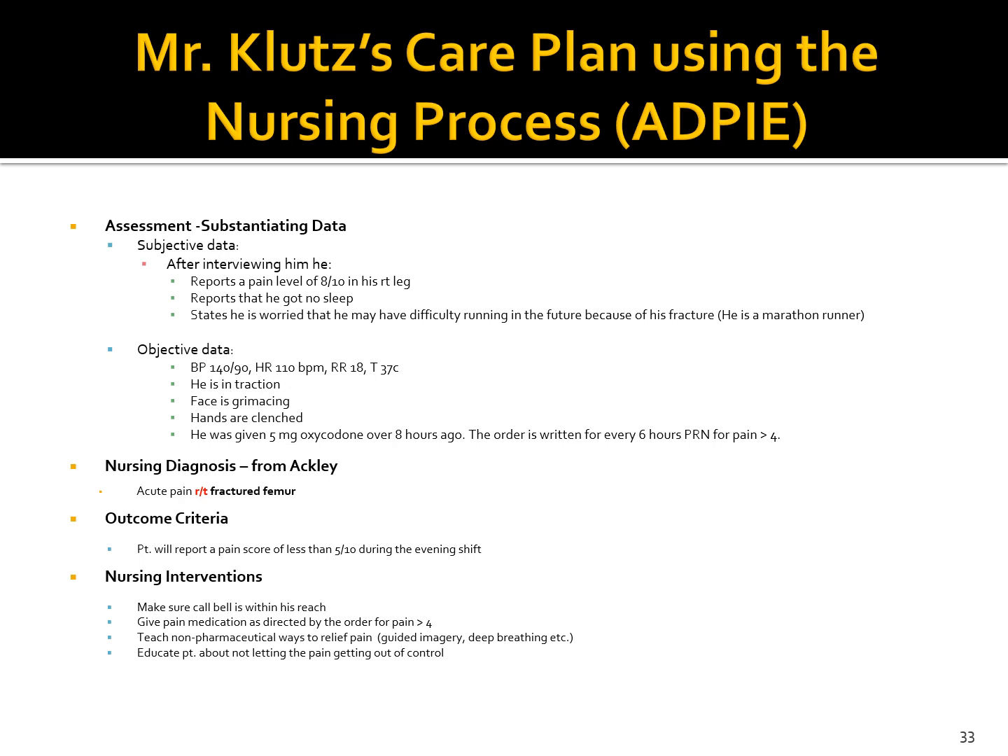So here's what we have for Mr. Klutz's care plan so far. We have his assessment data, which we've been through. We picked the nursing diagnosis from Ackley, acute pain related to fractured, that should say leg injury or something like that. I put a diagnosis there accidentally. One of the outcomes is patient reported pain score of less than 5 out of 10 during the evening shift. And then the nursing interventions, things that we just told them. So that's a care plan. That's what a care plan looks like.